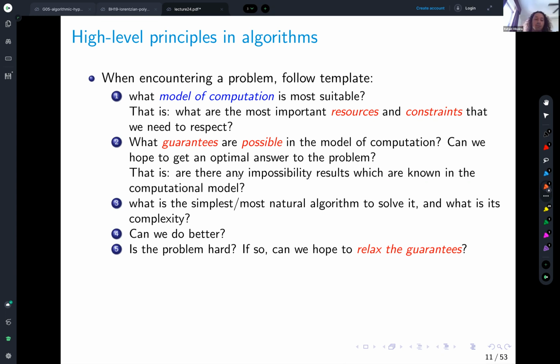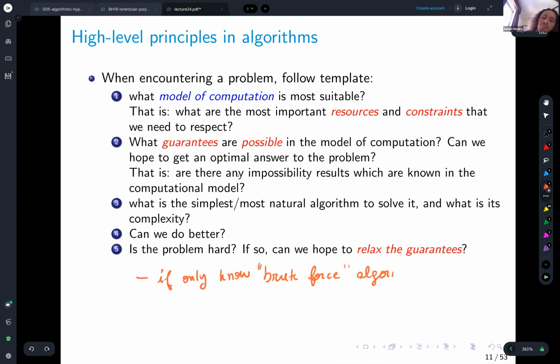So maybe, yeah, it's worth writing it here, right? So if there's only a kind of brute force algorithm, can we show NP hardness? And if so, then we want to have approximation algorithms, right?